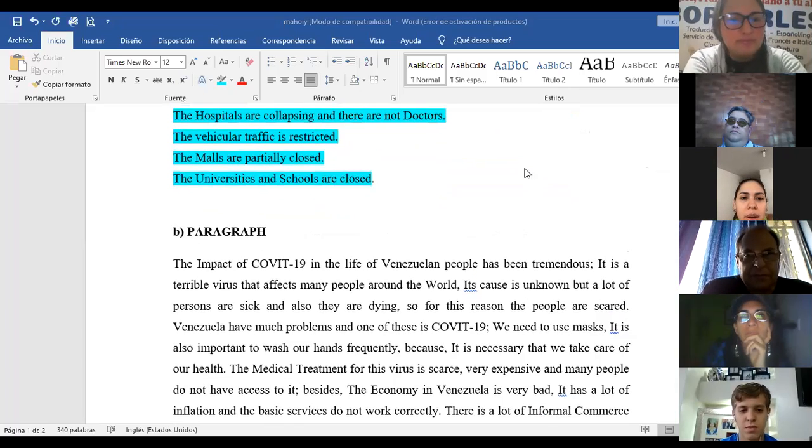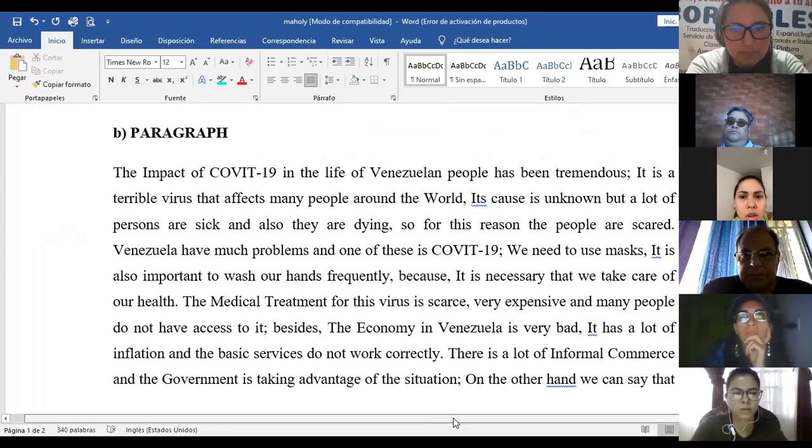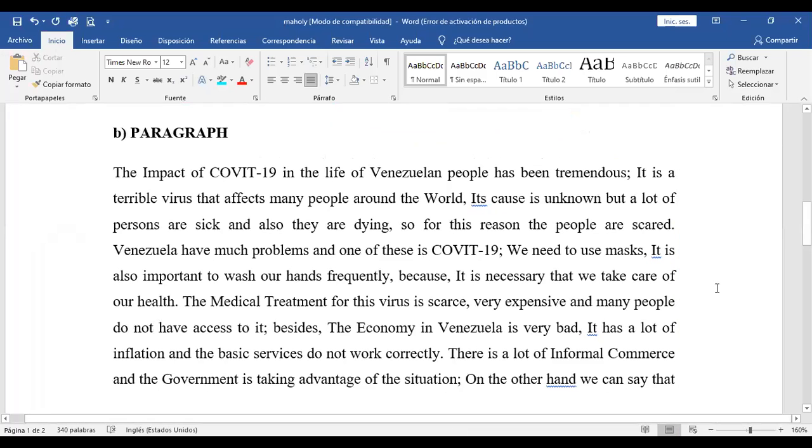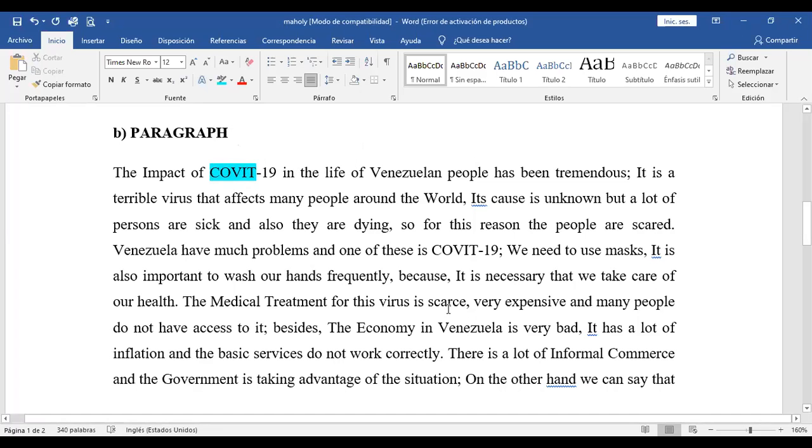The impact of COVID in the life of Venezuelan people has been tremendous. It is a terrible virus that affects many people around the world. Its cause is unknown, but a lot of persons are sick and also they are dying. So for this reason, the people are scared. Venezuela have much problems, and one of these is COVID-19. We need to use masks. It is also important to wash our hands frequently because it is necessary that we take care of our health.